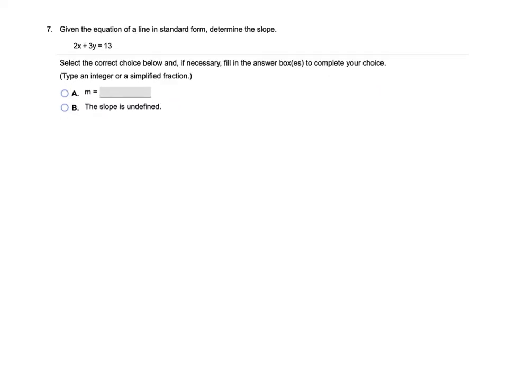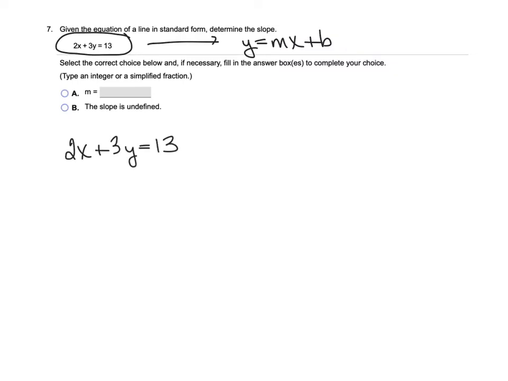Let's move on. Number 7, given the equation of the line in standard form, determine the slope. They're wanting us just to practice transferring. This is standard form when you have the x and the y over on the left side. But if you were to convert that to y equals mx plus b form, that's called slope-intercept form. We know that your slope is m and b is your y-intercept. So in this case, let's just take the line in standard form. We just want to solve it for y. So we'll get y equals.